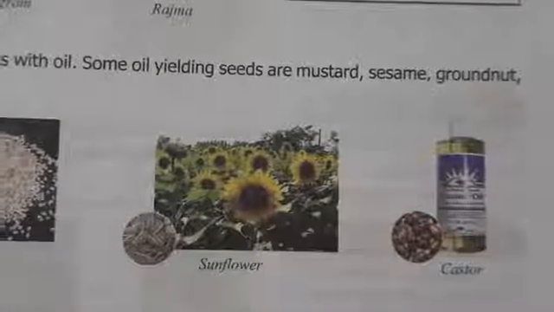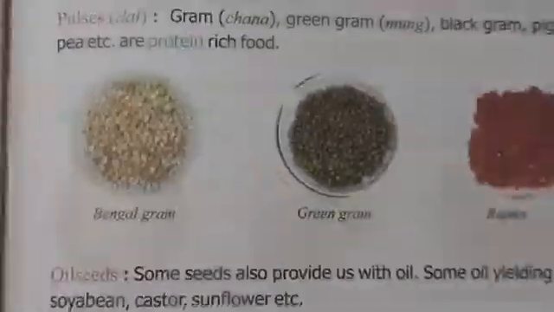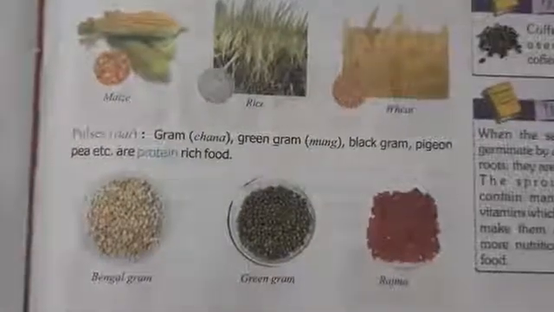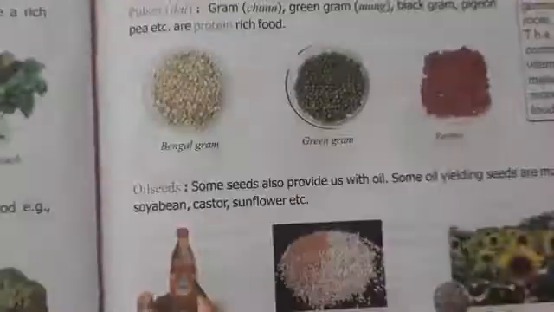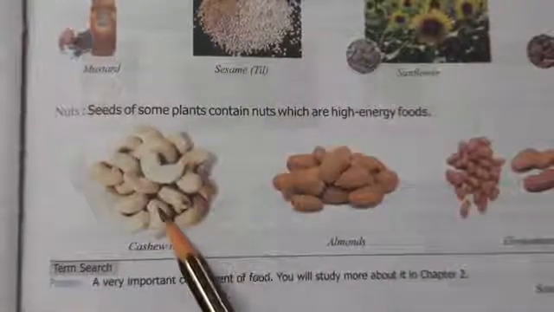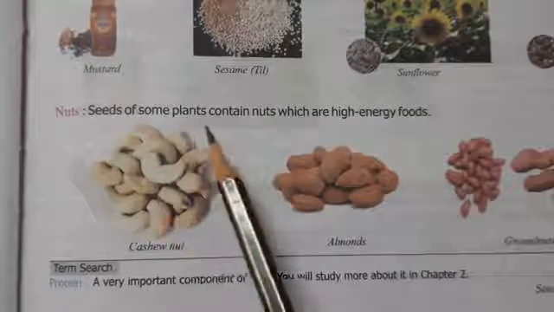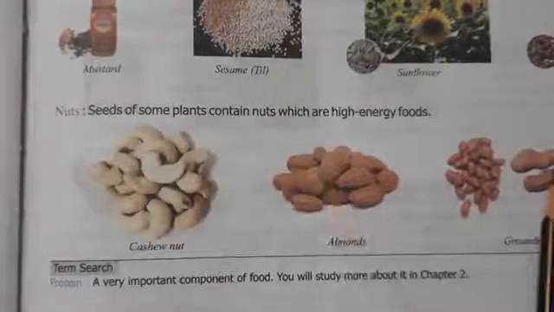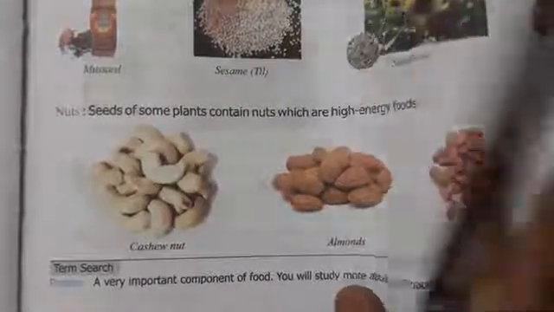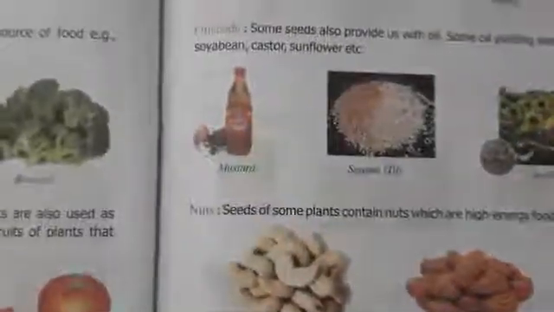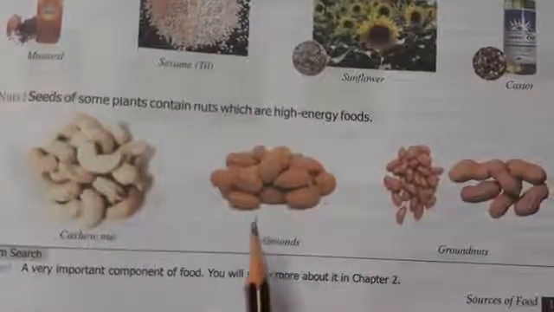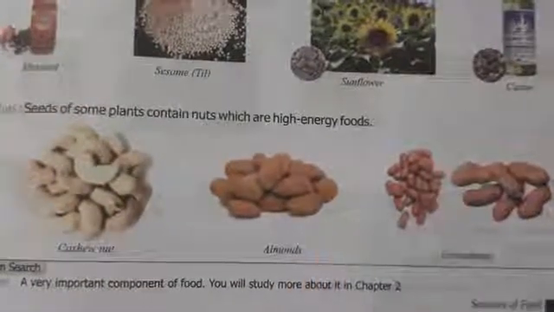So you see, all these seeds are so important for us, isn't it? All these seeds, we eat all these seeds, like cereals, pulses, oil seeds, and then you get some nuts also. Some of the seeds of some plants which contain nuts are high energy food, like cashew nuts, almonds, groundnuts. All these are the various kinds of nuts that we eat. Okay, children, so we have completed the plant source of food. All these that we discussed today are the plant source of food.